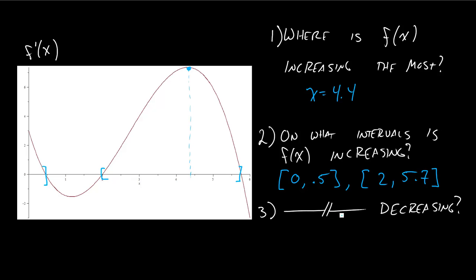Similarly, if we want to find where f is decreasing, we look where f prime is negative. And f prime is negative on two different intervals. It's negative from 0.5 to 2, and it's also negative from about 5.7 to 6.